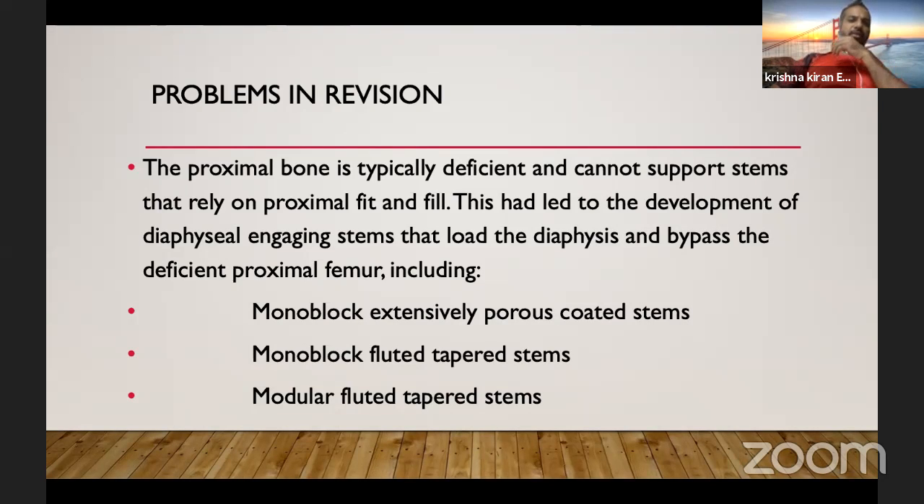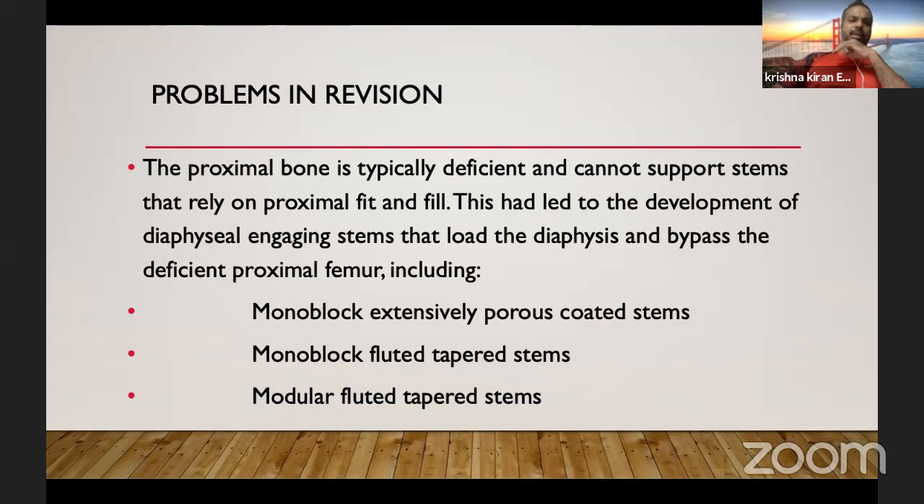So the failure of the proximal fixation devices to help in these situations has led to the development of diaphyseal engaging stems. These load the diaphysis and bypass the deficient proximal femur. The typical principle is at least 2 cortical diameters distal to the area of bone loss or the screw hole, or whatever is the proximal deficiency.